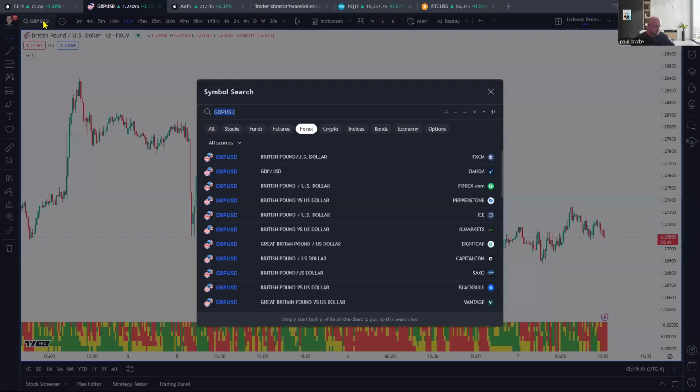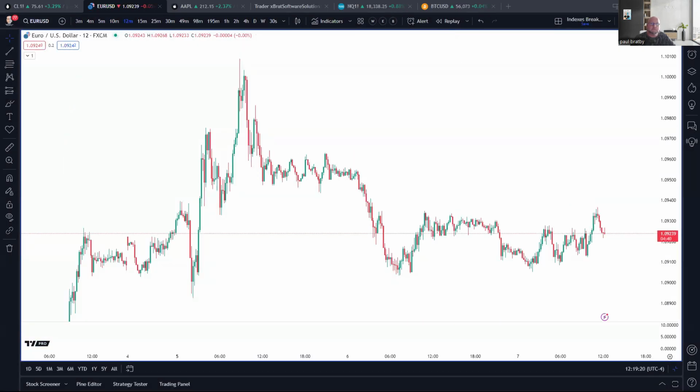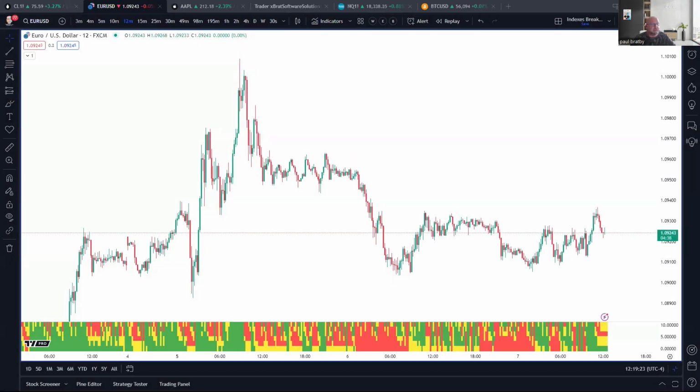Euro US dollar. Okay, I'll put Euro US dollar on there. Heat map is what you need, really. Obviously, you're going to have to put your own support and resistance zones in for now.